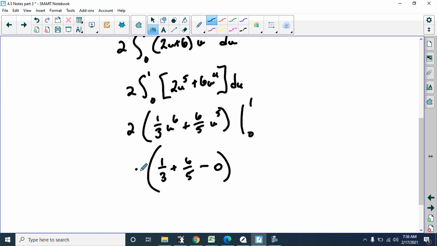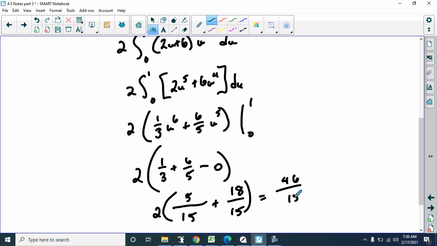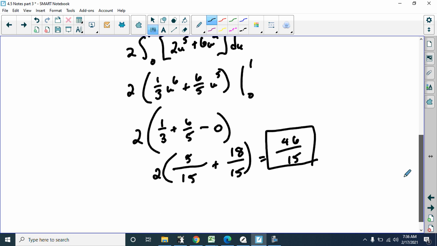Don't forget about this 2 out here. Get a common denominator. Times 5, so times 5, times 3, so times 3. That looks like 23 over 15 times 2, which is 46 over 15. And that's it. That's the end of the notes.